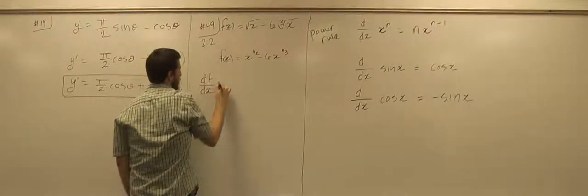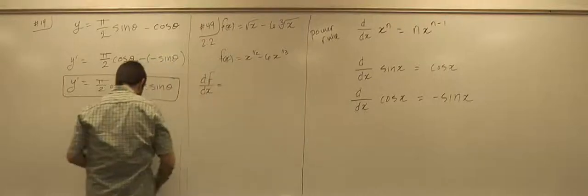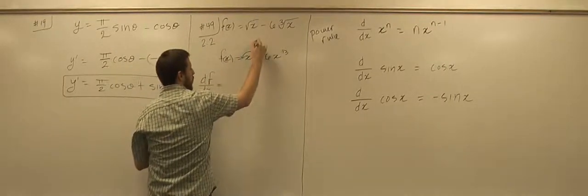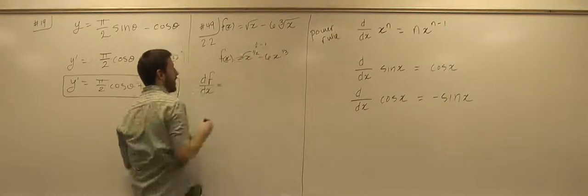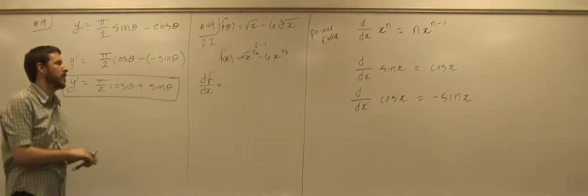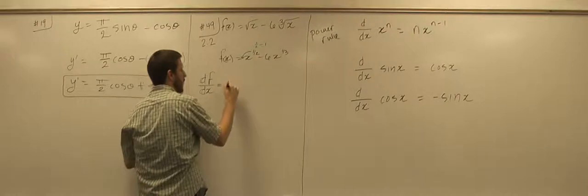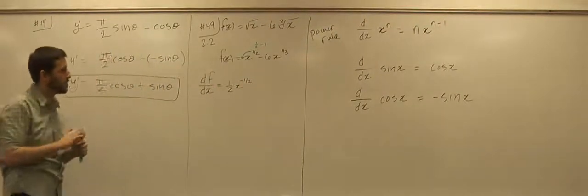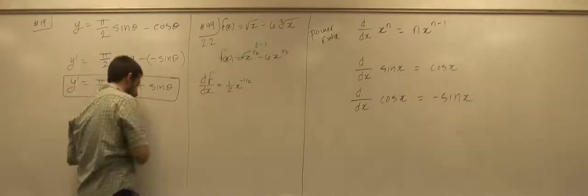df dx equals, the rule tells me I have to bring the 1/2 down and then subtract 1 from the power, so I have to calculate 1/2 minus 1. That's not too bad. So it'll be 1/2 x to the negative 1/2. Same thing with the 1/3. It's got to come in front.